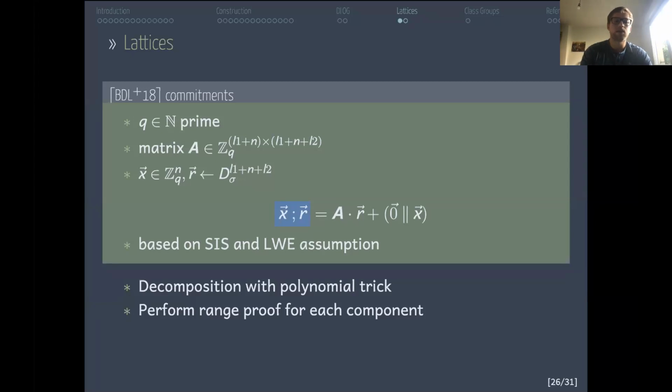And then yeah, essentially we perform the range proof for each component. So n we can choose freely, and then we can just prove for each component that the integer lies inside the given range.